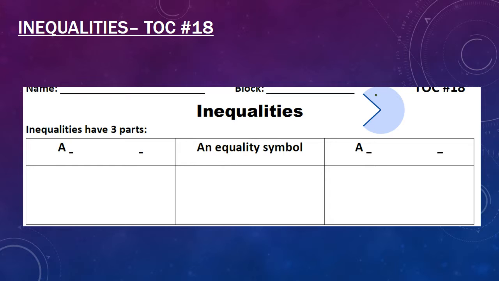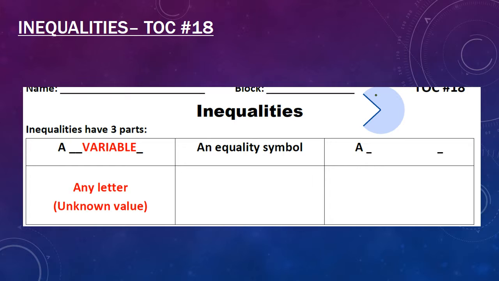Okay, that being said, there are three parts to an inequality, and the first part is a variable, meaning an unknown value, and that is represented by any letter except, of course, the letter O. Because we don't use O because it looks too much like a 0. And of course that is just an unknown value that we're not sure what that means yet.